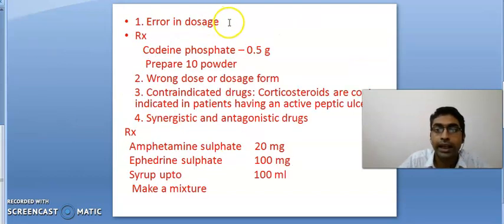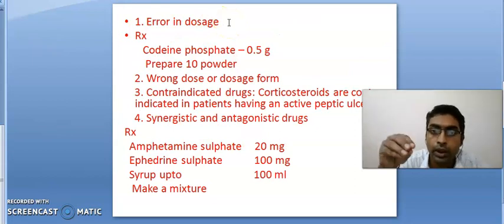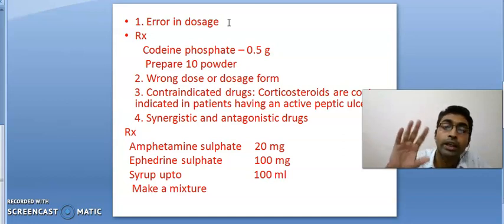So first is error in doses. The mistake arises during writing the prescription or interpreting the prescription.